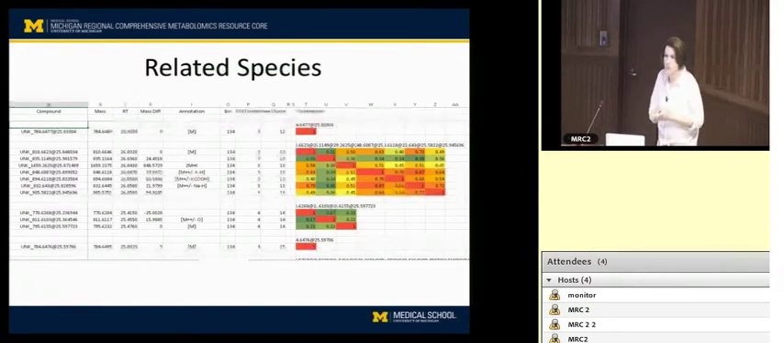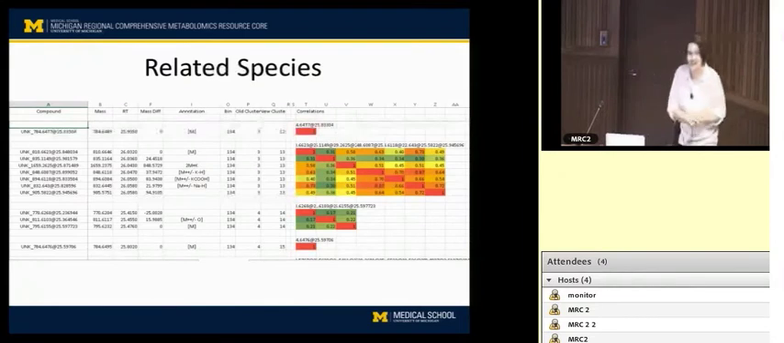Does that answer your question? For the untargeted metabolomics, you would get a basic statistical report with either ANOVA or t-test and then a PCA plot. Does that answer it? I think so. Okay, all right, thanks.